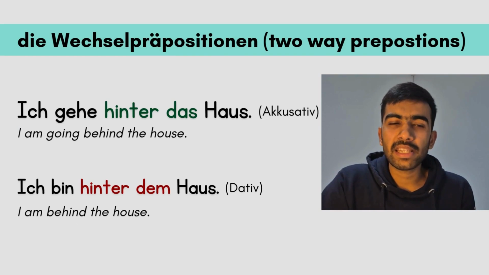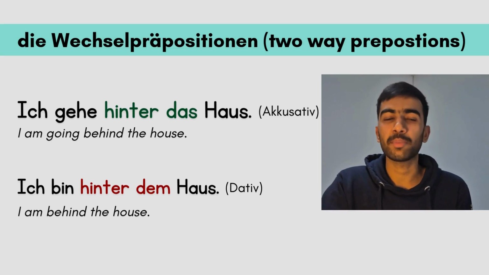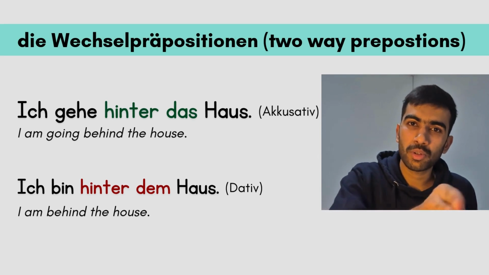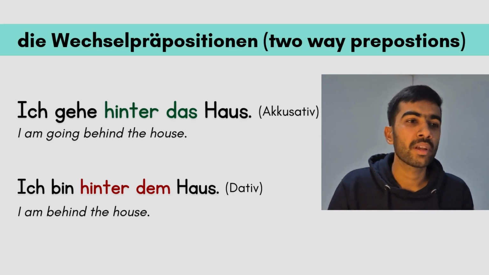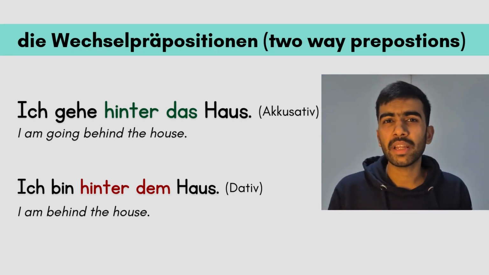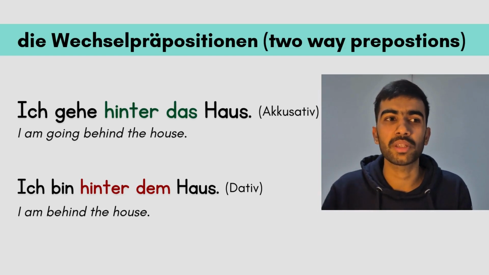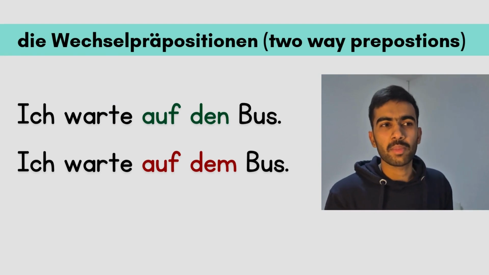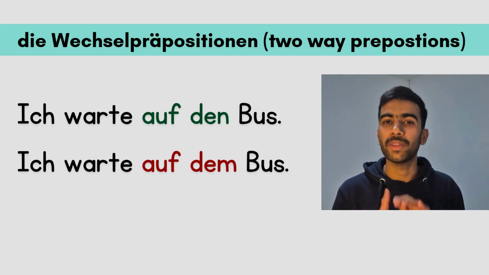Okay, Ich gehe hinter das Haus. I'm going behind the house. Okay, so someone is going to the back side of the house. So there's a position change. That's why it is an accusative. Ich bin hinter dem Haus. So there is no position change. So that is in the dative case. That's why hinter dem Haus. Das Haus changed to dem Haus. That's it. Okay, the next set of examples are ich warte auf den Bus and ich warte auf dem Bus.